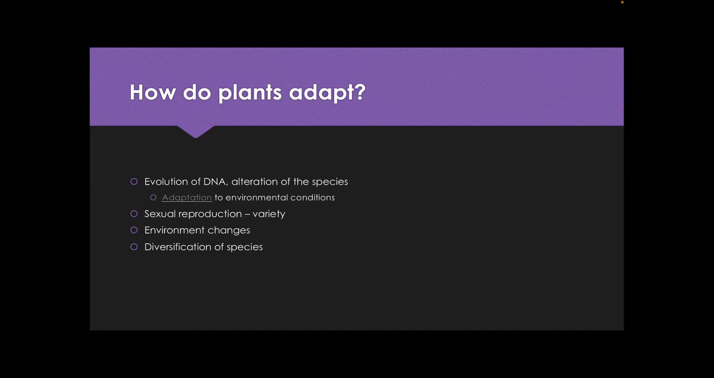You can have a mutation that allows the plant to live. You can have sexual reproduction that adds variety. Every time you have sexual reproduction, you have so many different combinations that can possibly be made.